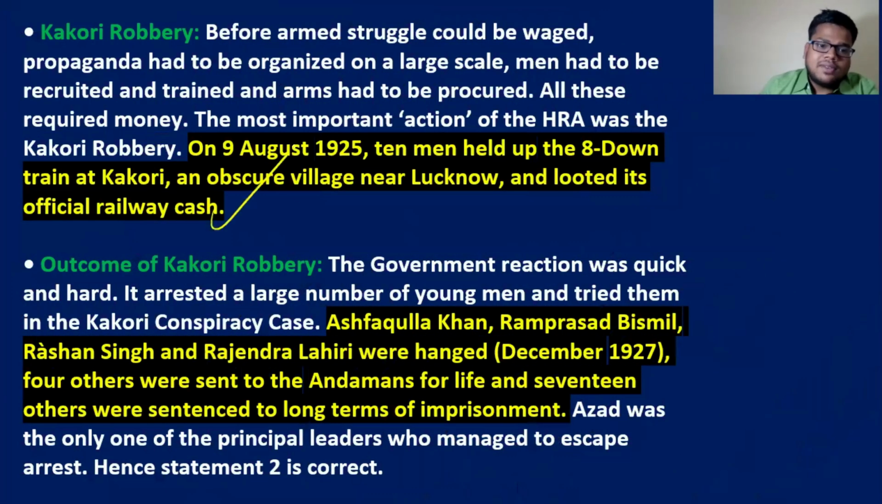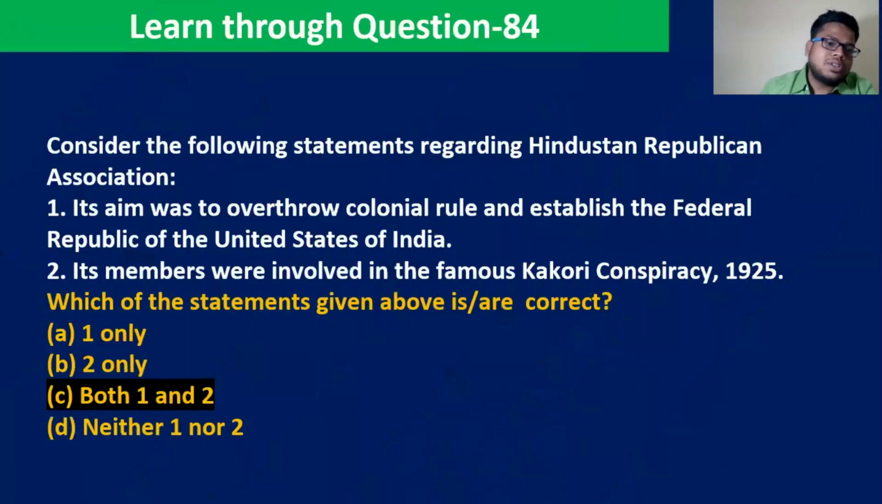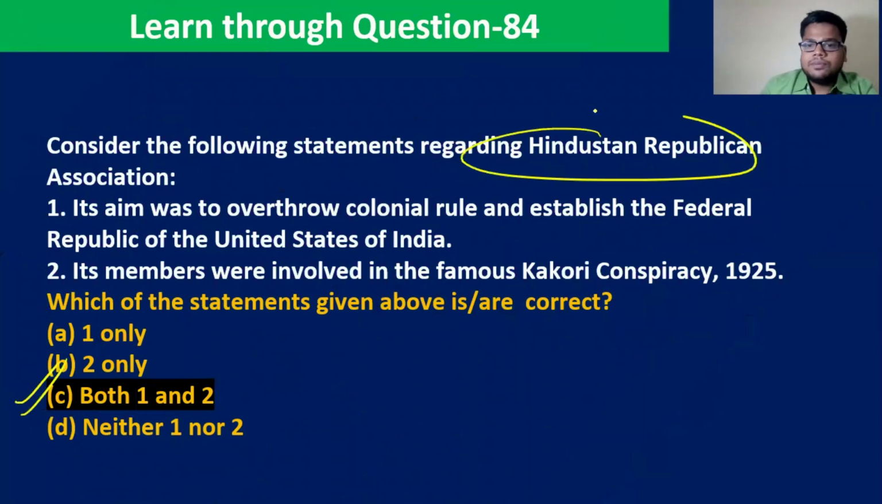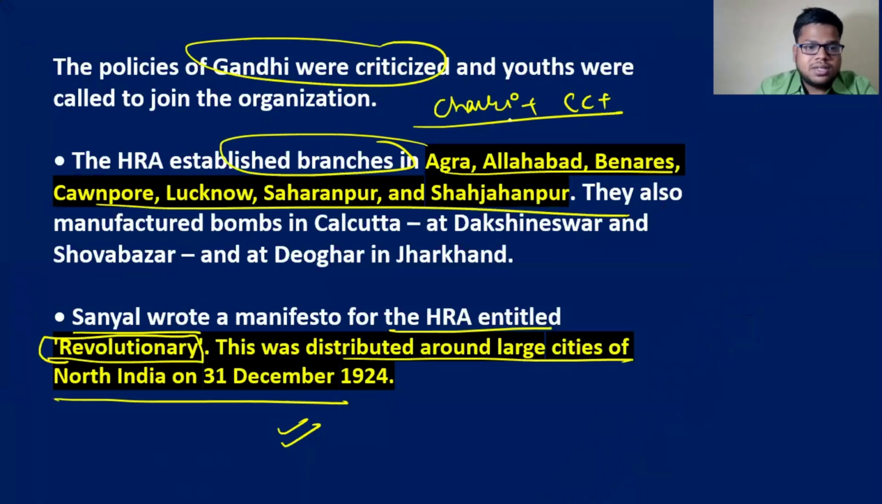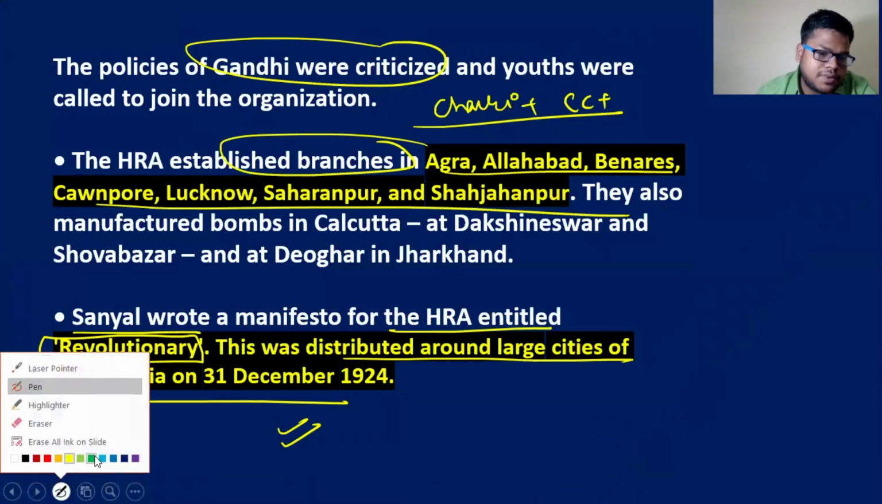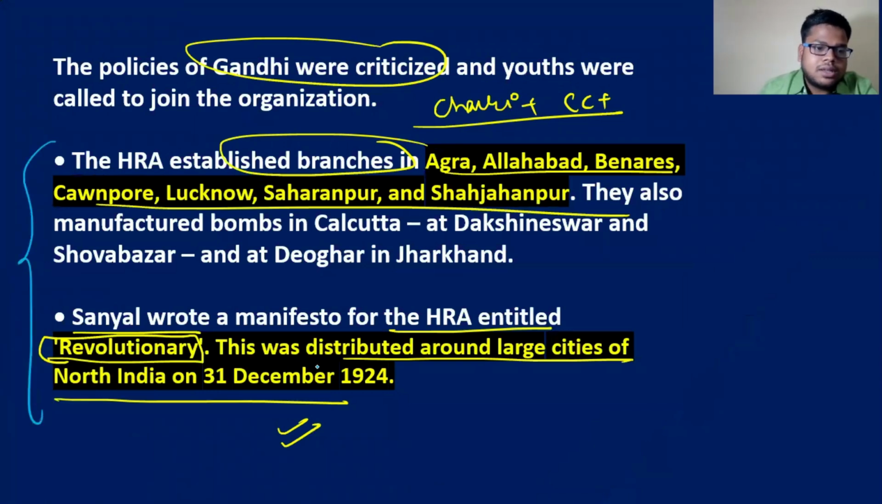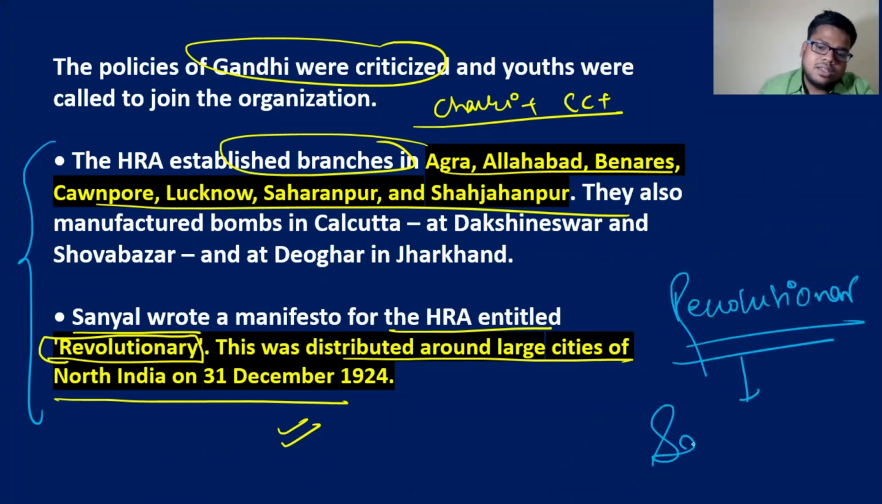Then the Kakori robbery we have discussed in detail, right? A village near Lucknow, and people were hanged also after the Kakori robbery. So both the statements are right with respect to HRA. So you have to note down this fact which we have not discussed: The Revolutionary was the name of the manifesto of the HRA, and The Revolutionary was written by Sanyal.